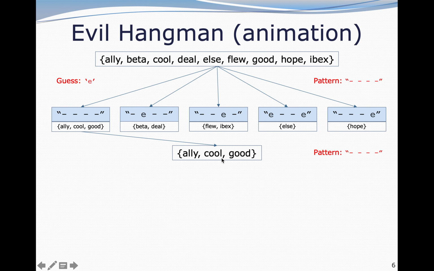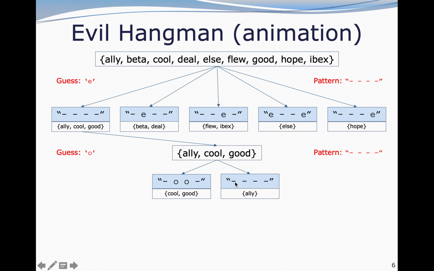Now we can repeat the process with another letter. So if the client guesses O, we go through and we build up the pattern map for O, considering this pattern as well, and this new grouping of words. So we can see that this is done. Ally has no O's, so it has the empty pattern again. But cool and good each have two O's in the middle, so they have this pattern. Again, Evil Hangman will choose the set of largest words to continue on with. And as we see, the pattern over here gets updated to reflect the pattern of the current grouping of words. In this case, it's dash OO dash because that's the pattern that cool and good both have.